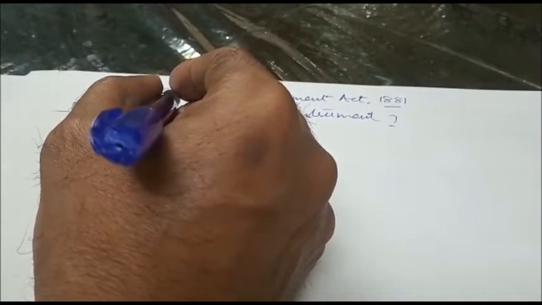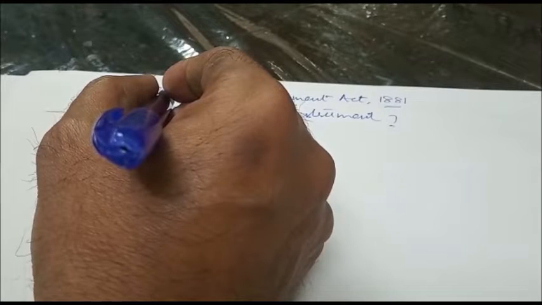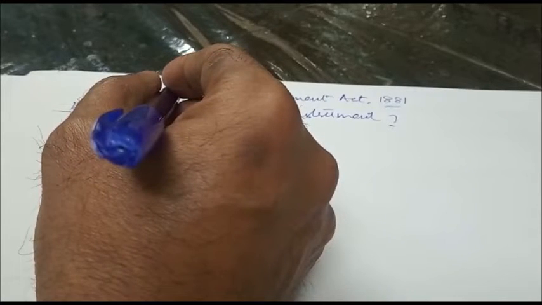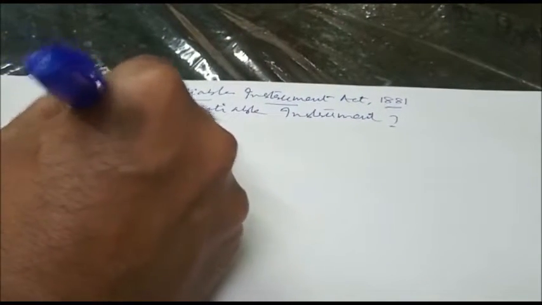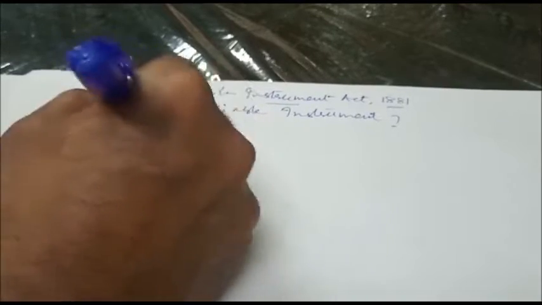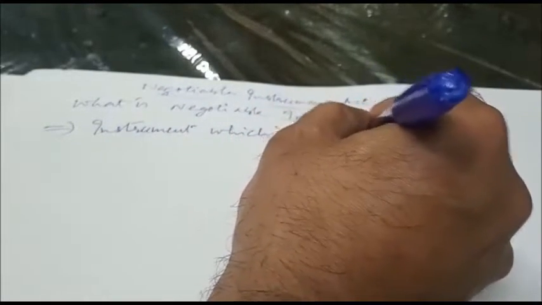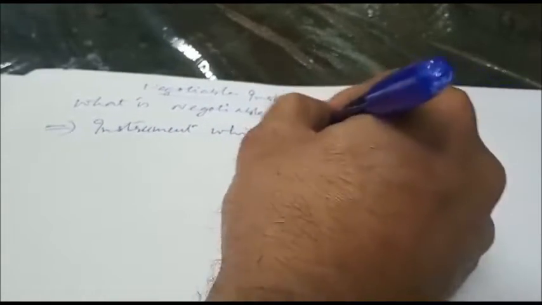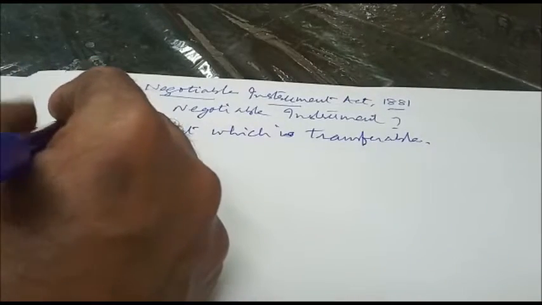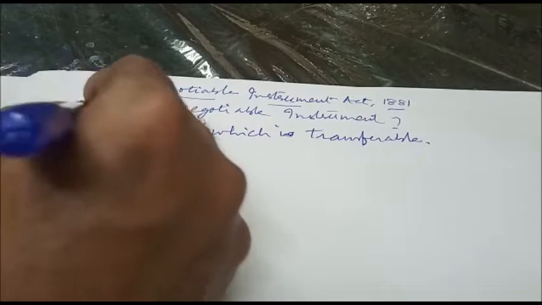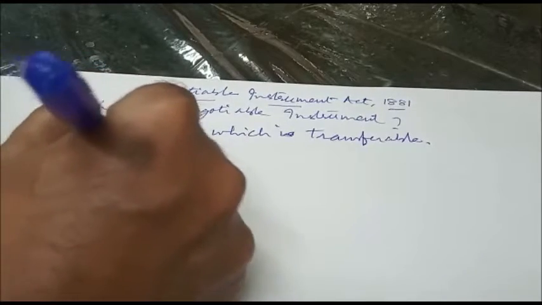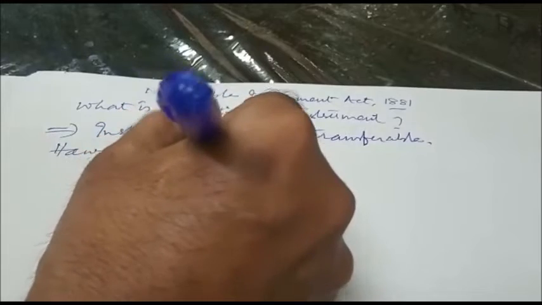A negotiable instrument is a document which is a transferable instrument. Now, how is it transferable? How does the instrument get transferred?